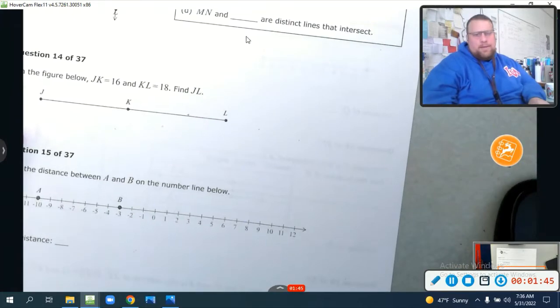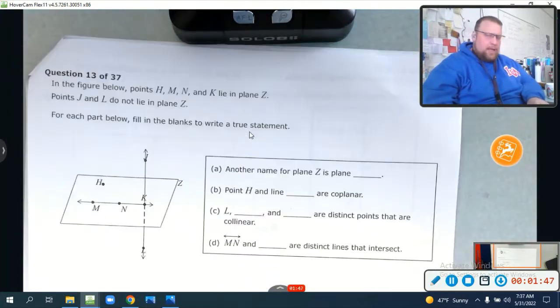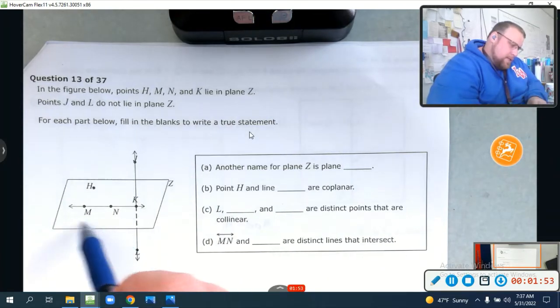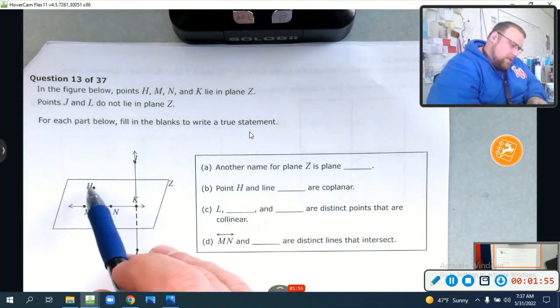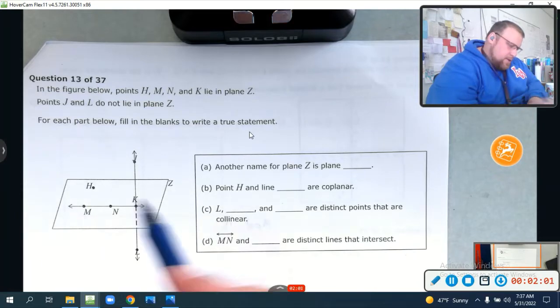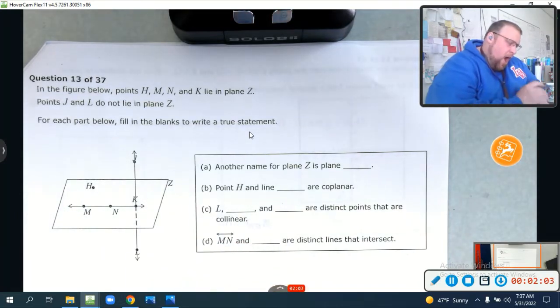Okay, let's talk about planes. In the figure below, points H, M, N, and K lie in plane Z. So we have plane Z, and H, M, N, and K are in that plane. Points J and L do not lie in the plane. So points J and L are above and below it. For each part, fill in the blanks.